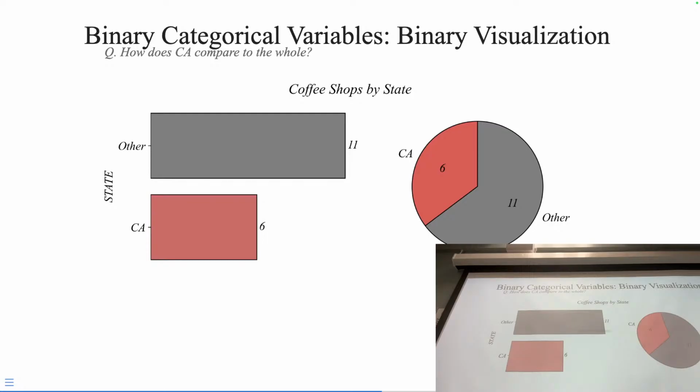So we take all the other coffee shops not in California and put them in one category. And then we ask what percentage, or what proportion, of coffee shops are in California. I think this one might be slightly easier to read. Stylistically, you'll almost never see this done though.